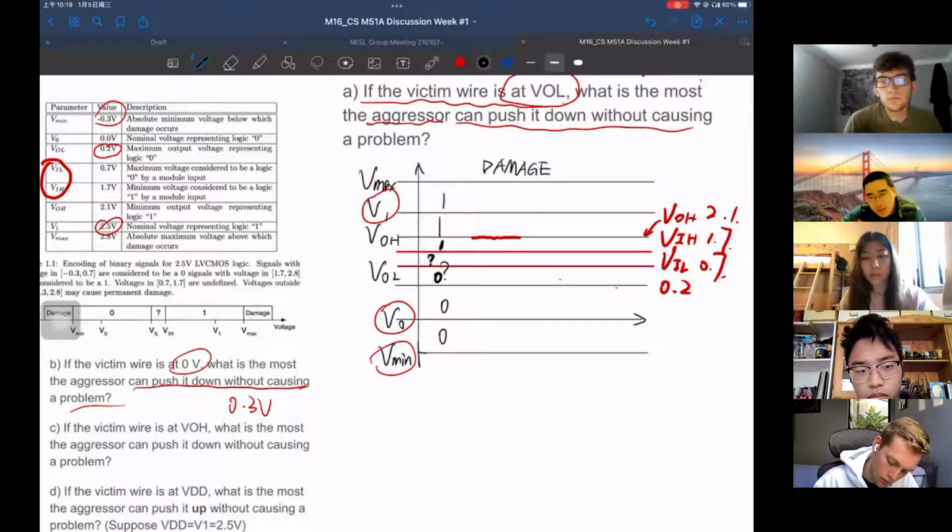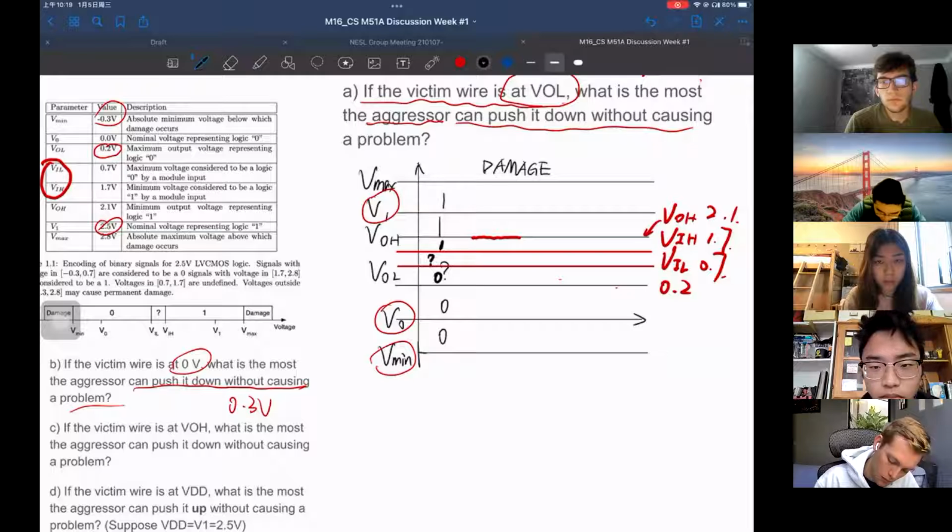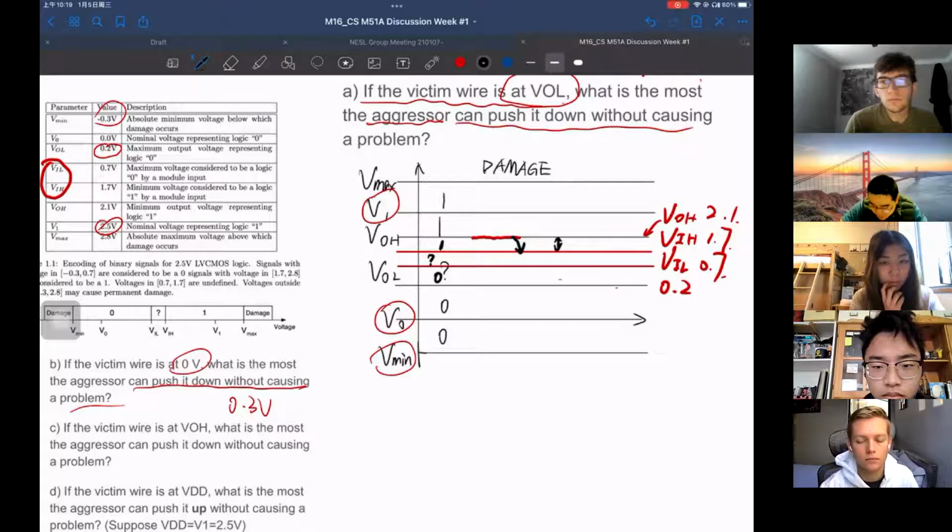So what do you mean by causing a problem? Causing a problem means a 1 is no longer 1. It becomes something that cannot be deciphered, or it becomes 0, right? So we can go down only to this threshold, if you agree with me. And this gap, if I'm correct, is 0.4, 2.1 minus 1.7. Any questions here?